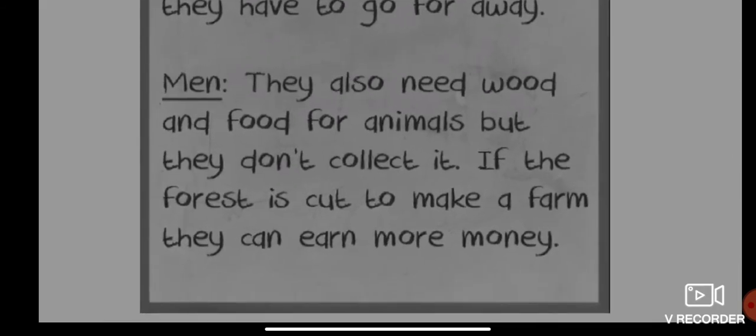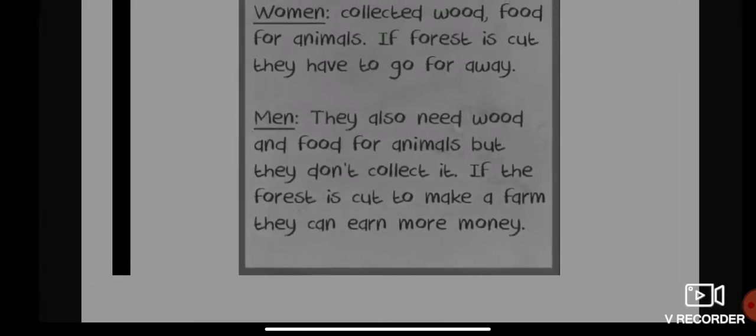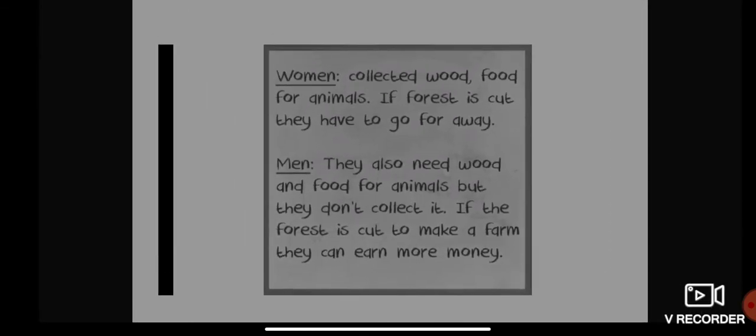On the other hand, the men also need wood and food for animals, but they don't collect it. Yes or no? Because it is done by the women. Okay. So if the forest is cut to make a farm, they can earn more money. So that is what the men feel.